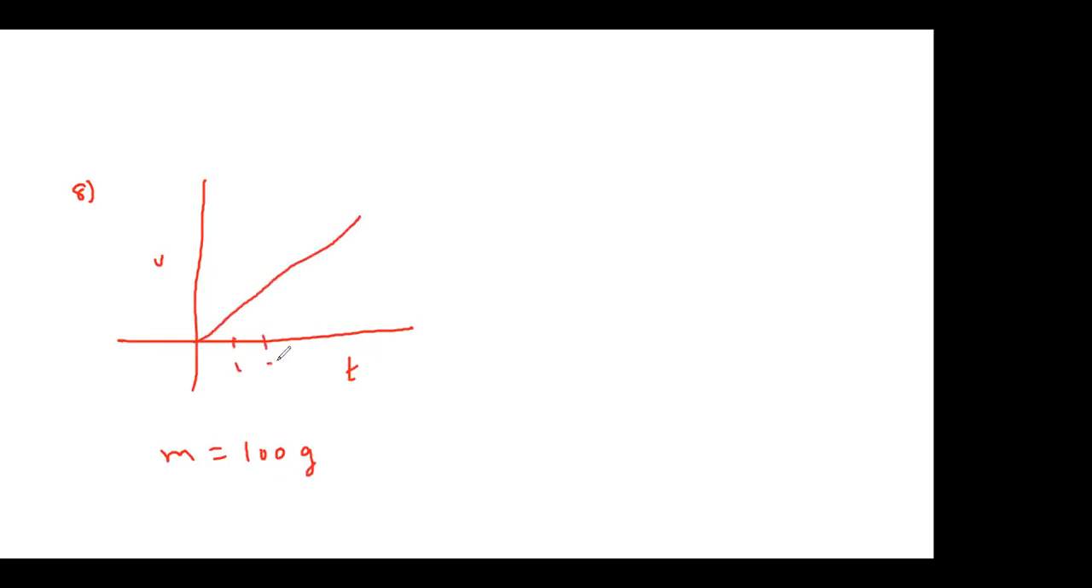0, 1, 2, 3, 4, and 5 seconds. At 5 seconds, velocity is 20. We want to find the force. The second chapter they have not done, so we have to remember that acceleration is equal to, from this graph, v minus u upon the time interval.